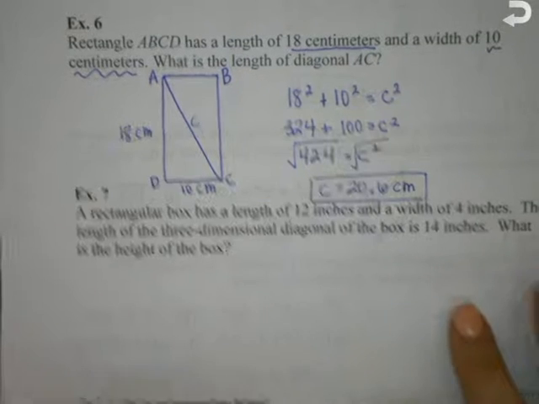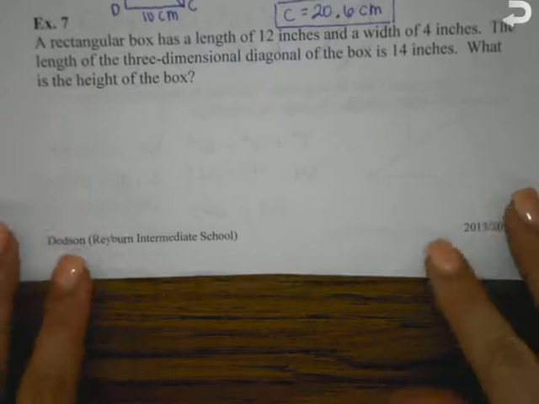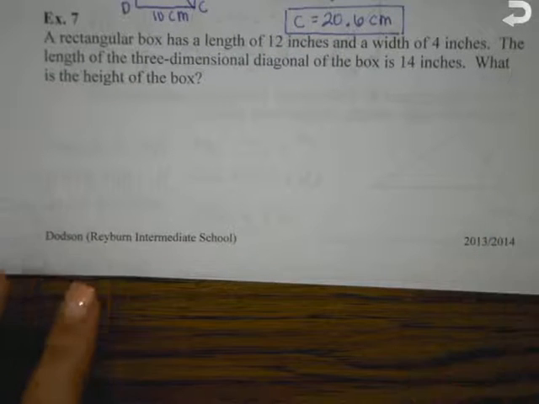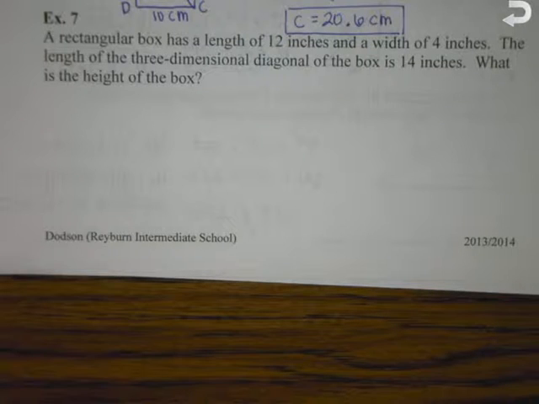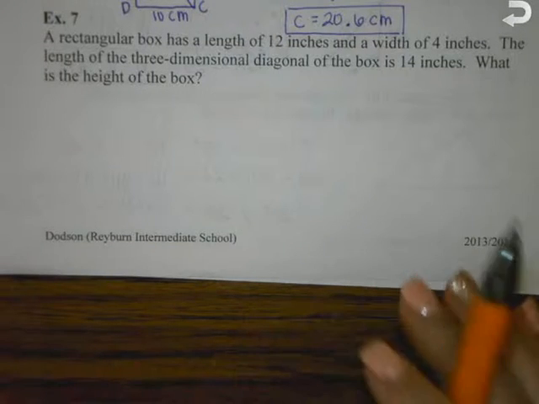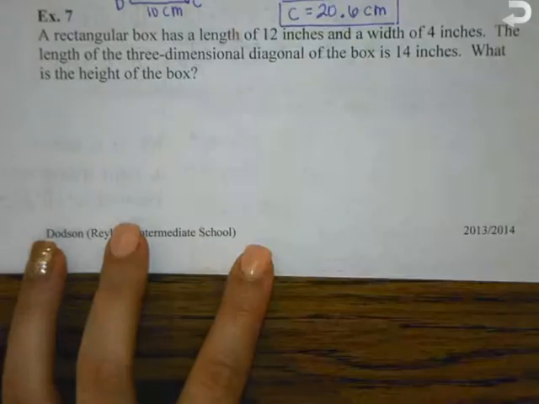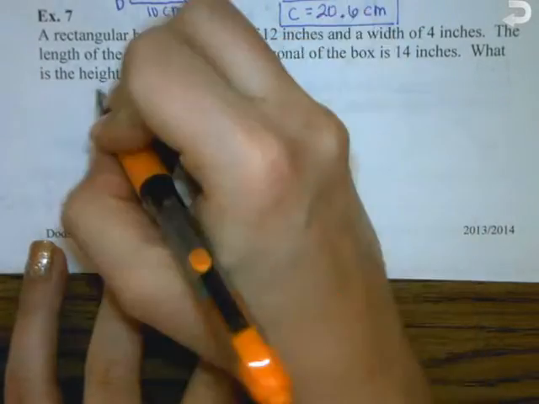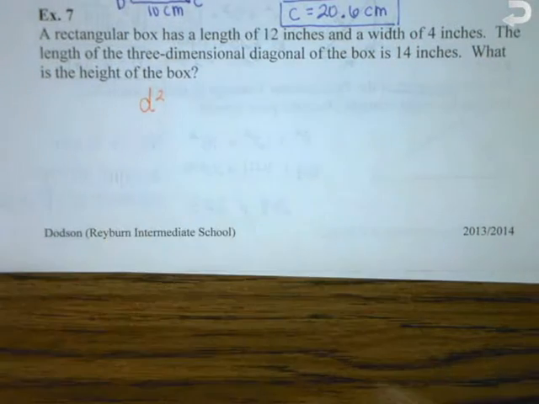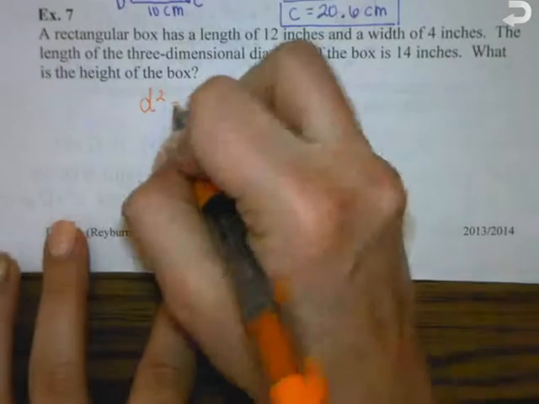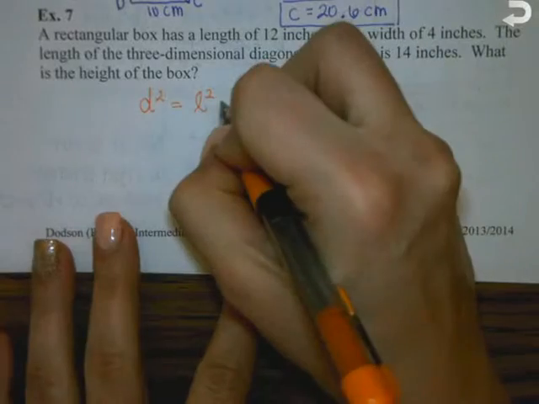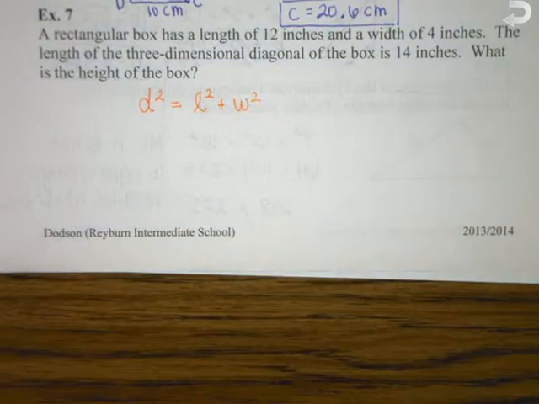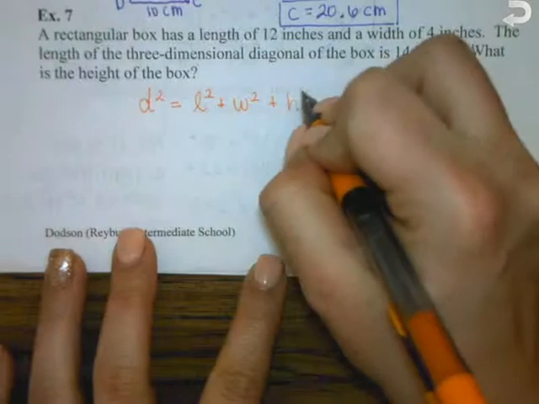Okay, we have one more problem, and this was those 3D boxes. You guys remember the 3D boxes? Yeah, I know. So, let's look at the 3D boxes, and I'm going to give you the formula. So, if you remember, the formula for the diagonal of a 3D box, D stands for diagonal. D squared equals length squared, that's a cursive L, plus W squared width, plus height squared. That's your formula.